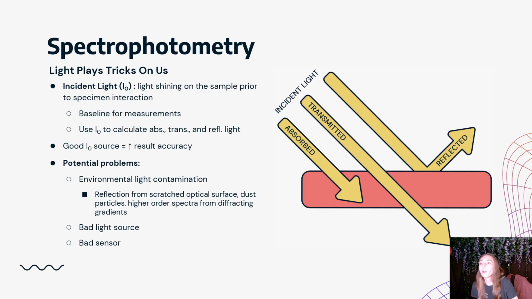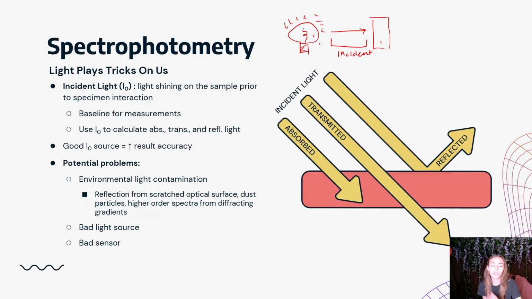So, when we're talking about light playing tricks on us, we have to know what incident light is. When I have my spectrophotometer, I have my light source, right? It's beautiful. I should be an artist. The light source is shining light onto my sample. All of the light that is shining from the light source onto my sample is referred to as incident light. Incident light is the light shining on the sample prior to hitting the specimen. This is the baseline for measurements.